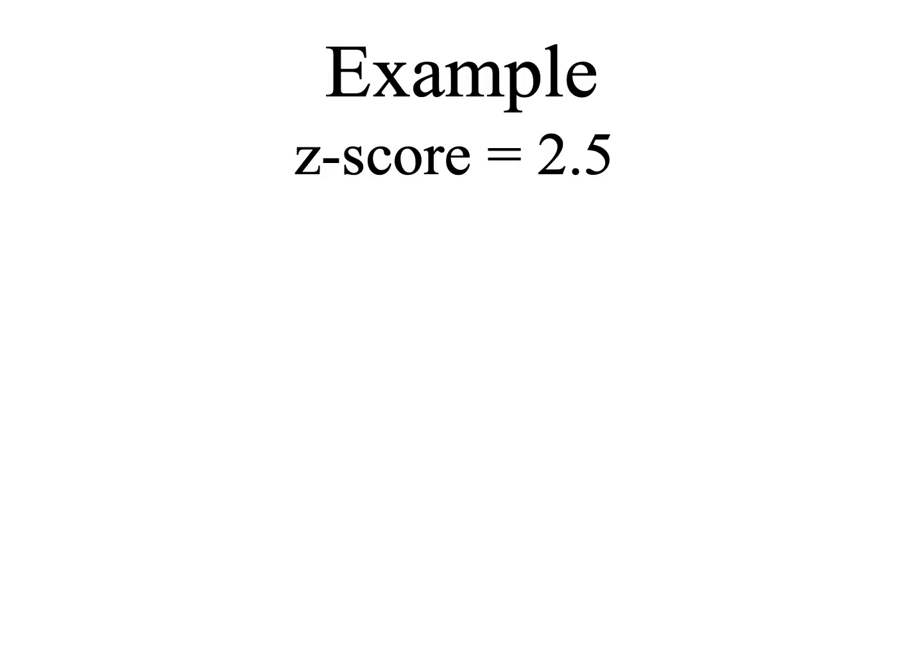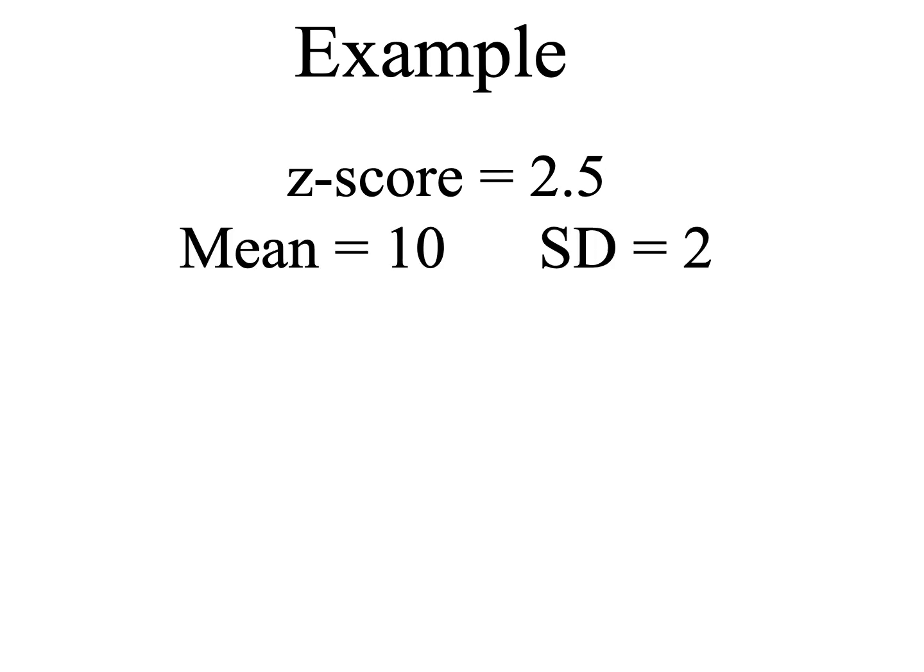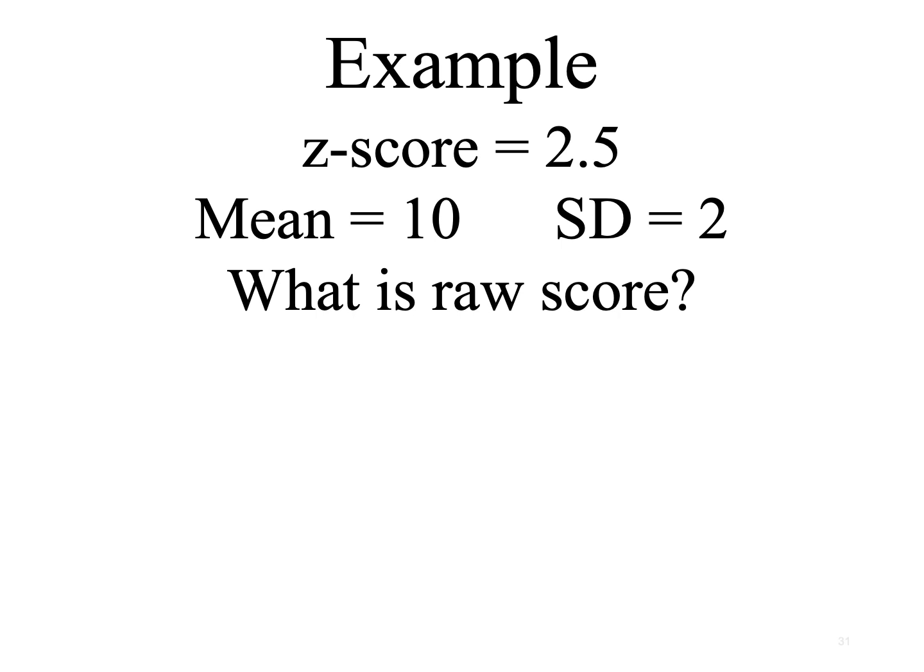Okay, here is the example. Let's say another student takes the same spelling test that the previous students took. Her g-score is 2.5. As you remember, the mean for the whole class is 10 and the standard deviation is 2. So here's the question. What is her raw score? This is how many she got correct on the test.